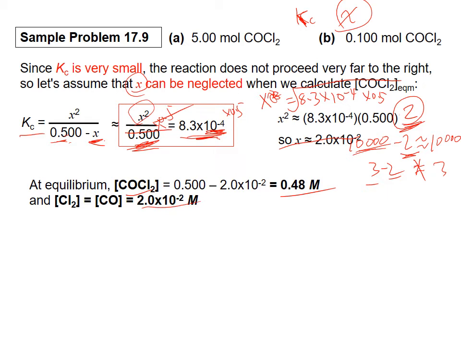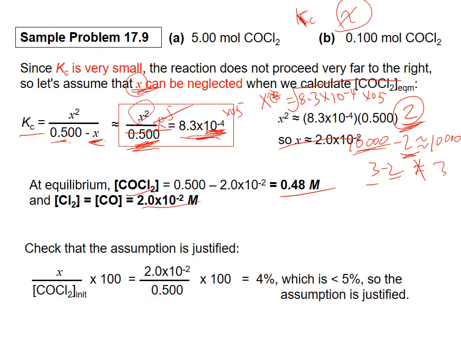After you solve everything, you should check your assumption. We assumed x is very small, that it can be neglected. But is this assumption right? So we calculate x divided by the concentration, which is 0.5, and see what percent the change is. It turns out to be 4%, which is smaller than 5%. So if the change is less than 5% of the concentration, then we can say this is a small number. Our assumption is right, so this is correct.